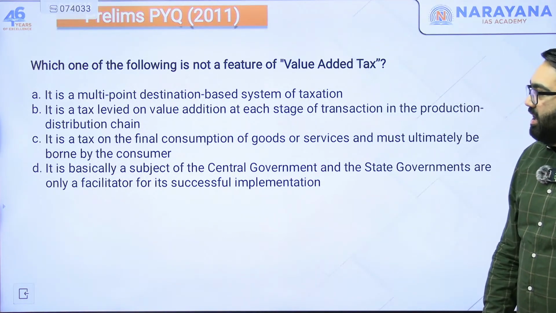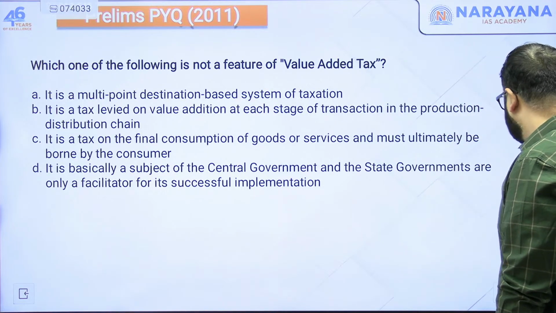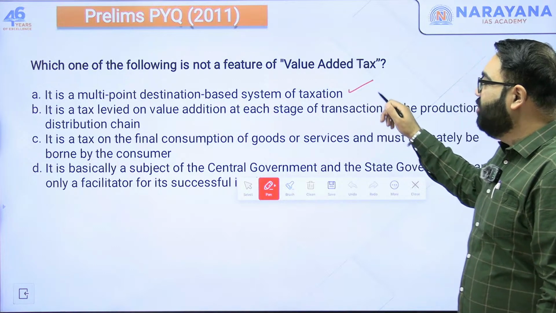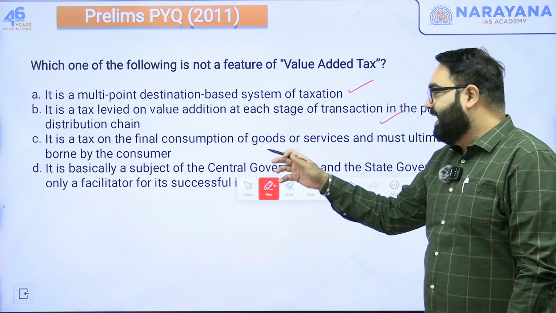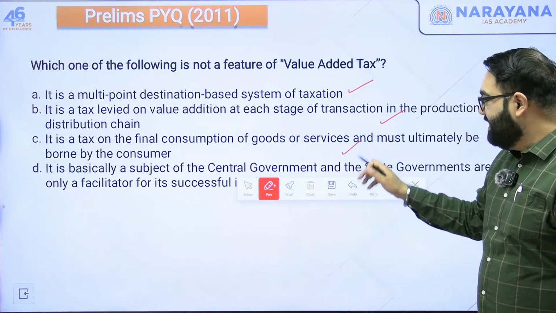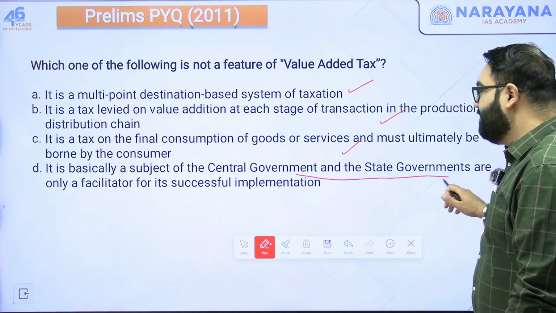Okay. First, it is a multi-point destination-based system of taxation. That is correct. It is levied on value added at each stage of transaction. That is why it's called value-added tax. It's a tax on final consumption of goods and services. Yes. It is a subject. It's basically a subject of central government, and state governments are facilitator.